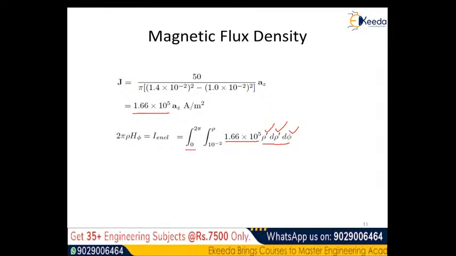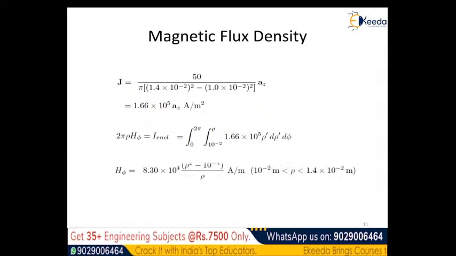The first dimension is the angle phi, from 0 to 2 pi. The second dimension is over the radial direction. As this is for the cylindrical shell here, we have to go from 10 to the power minus 2 to that of rho here. Now this integration on the right hand side will give us the value of the capital H, the magnetic field intensity here. So here it implies H phi.